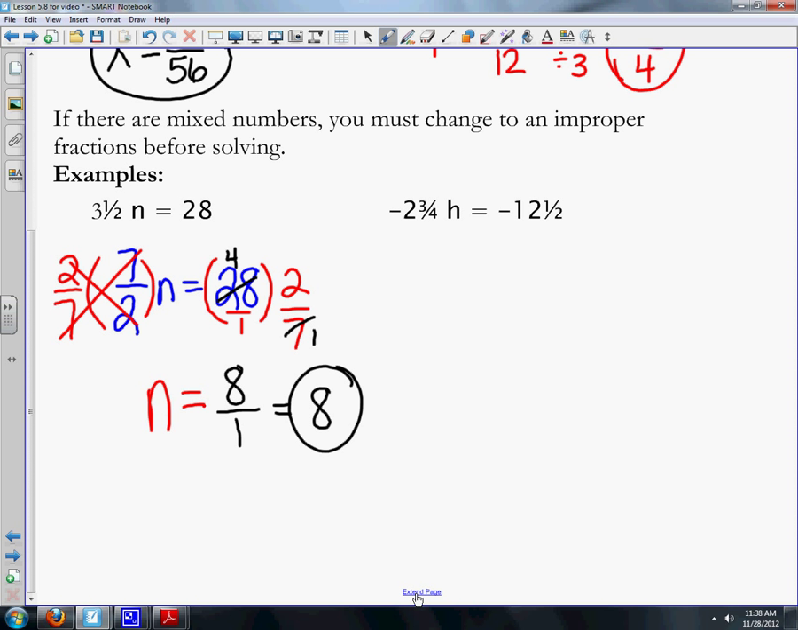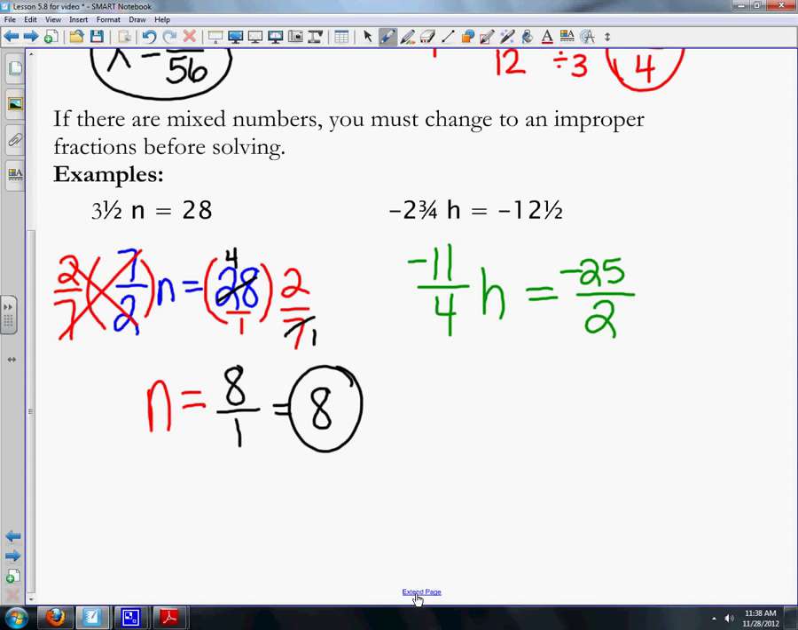Here I have negative 2 and 3/4. I'm going to make this into an improper fraction. 4 times 2 is 8, plus 3 is 11, and that's negative 11 over 4. H equals 12 and 1/2: 2 times 12 is 24, plus 1 is 25, negative 25 over 2. So they're both negative.